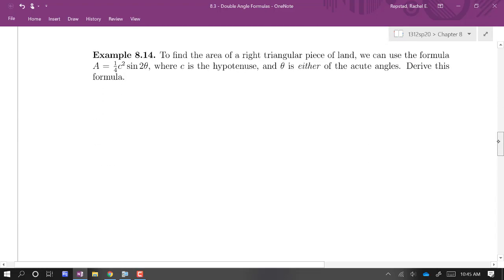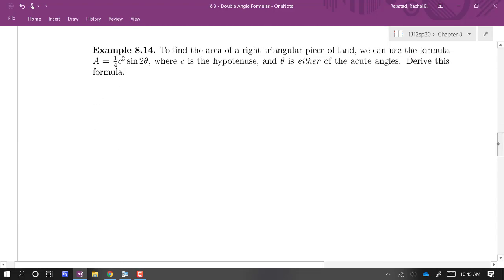Okay. All right, so now we have a word problem. Maybe that's a nice diversion from the proving identities type of problem. We're going to find the area of a right triangular piece of land. And it says to find the area of a right triangular piece of land, we can use the formula A equals 1/4 c squared times sine 2 theta, where c is the hypotenuse and theta is either of the acute angles. We're going to derive this formula.